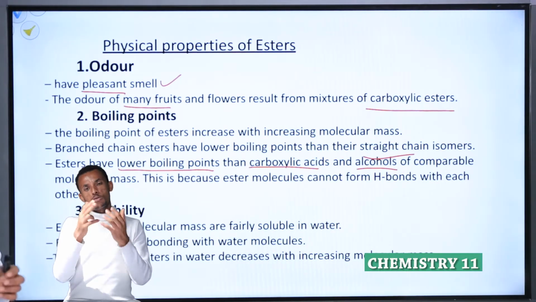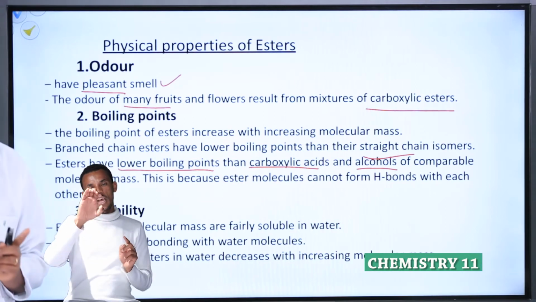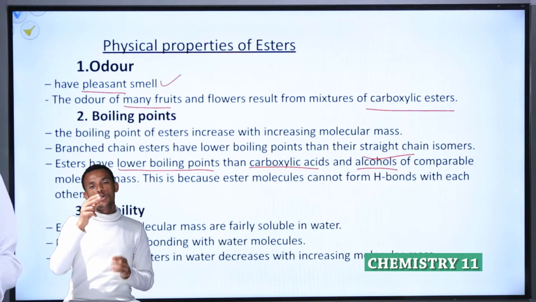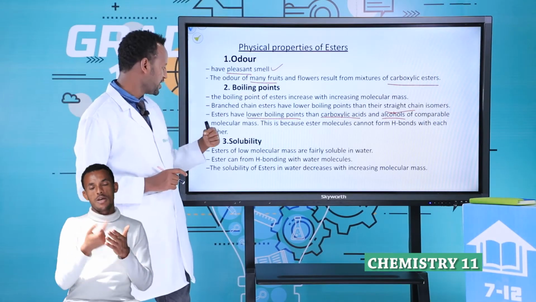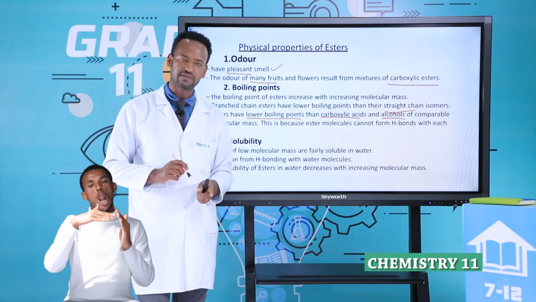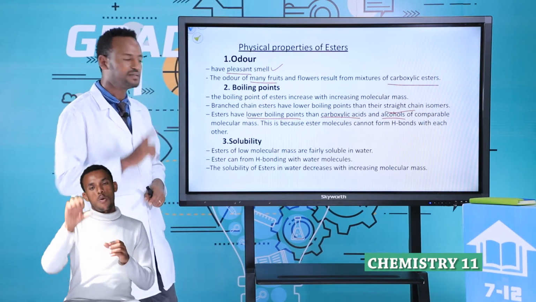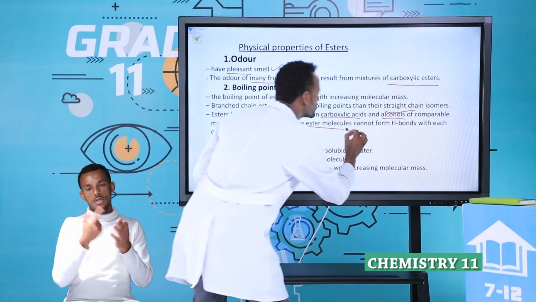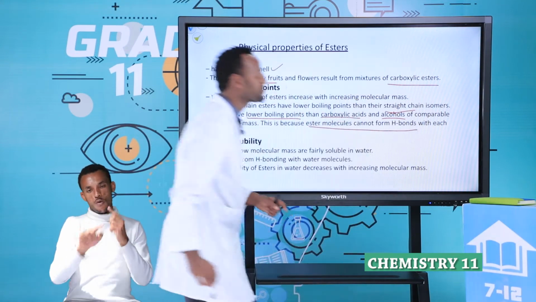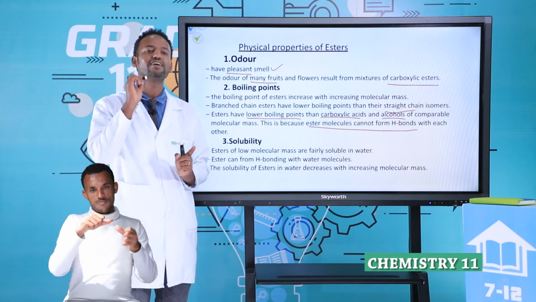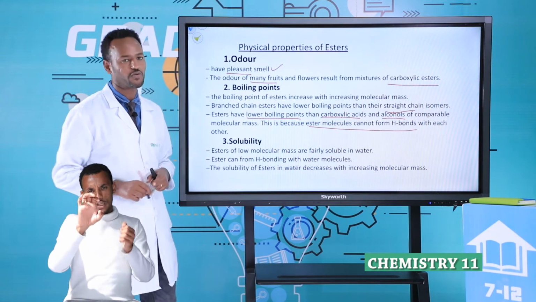But ester with ester does not form hydrogen bonds. Therefore, in boiling point, esters have lower boiling points than carboxylic acids and alcohols of comparable molecular mass. This is because ester molecules cannot form hydrogen bonds with each other. Each other means ester with ester does not form hydrogen bonding.